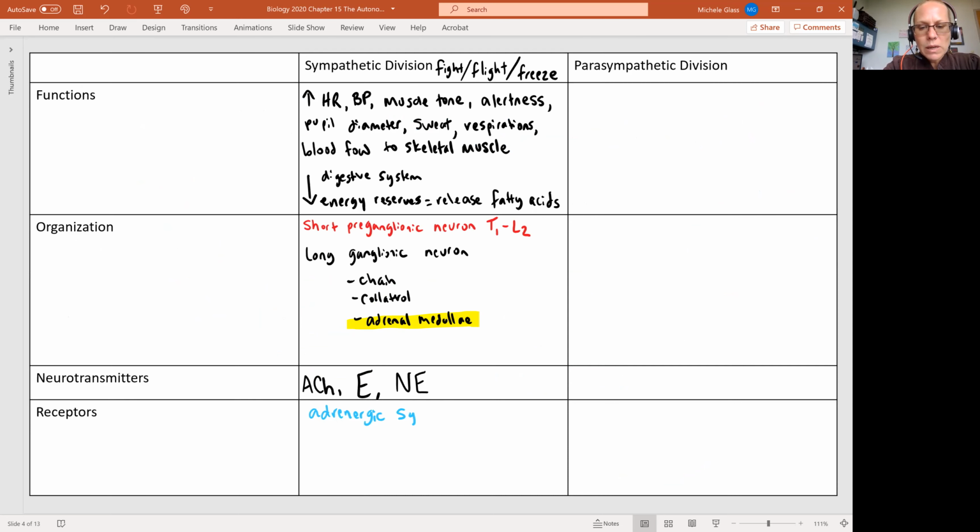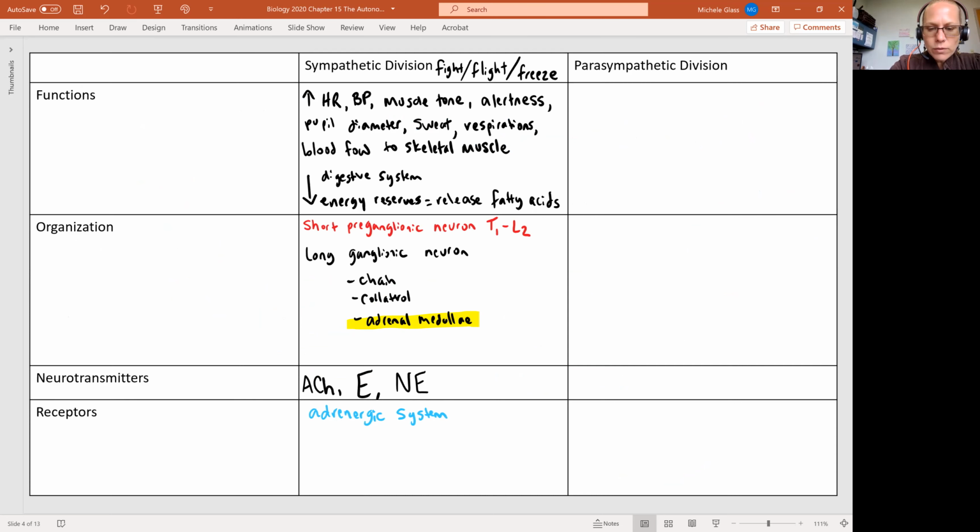system because we are responding to epinephrine and norepinephrine, and epinephrine's other name is adrenaline. So when we say adrenergic, we're referring to that adrenaline. And so we're going to see that we have alpha receptors and we have beta receptors here.